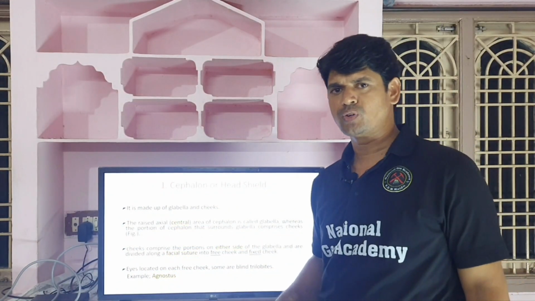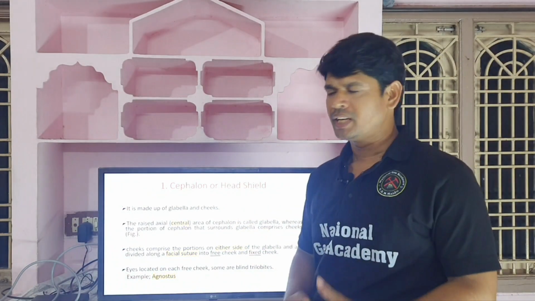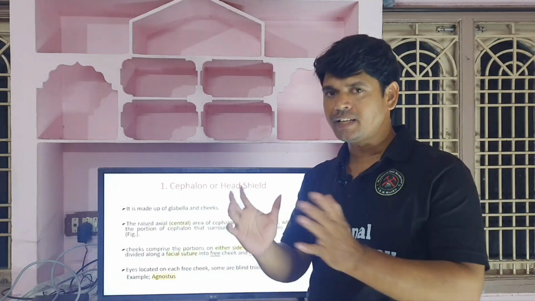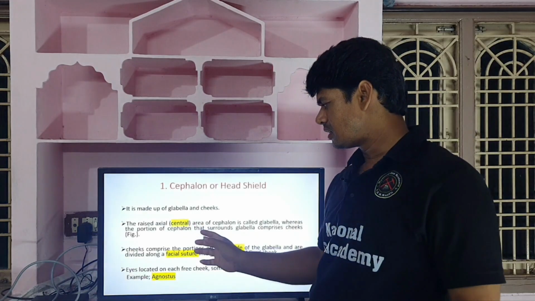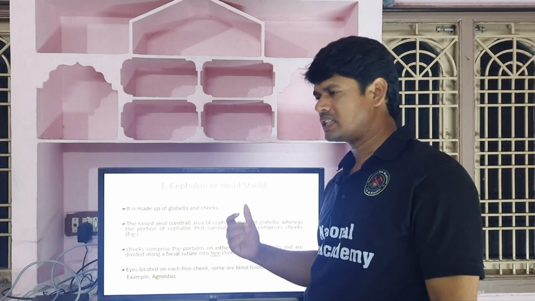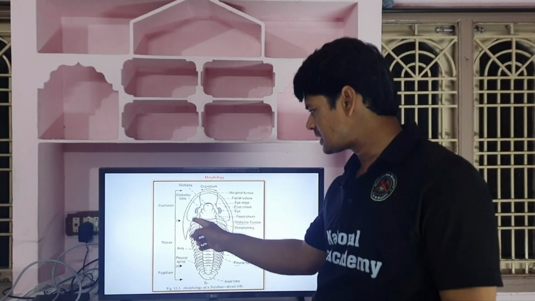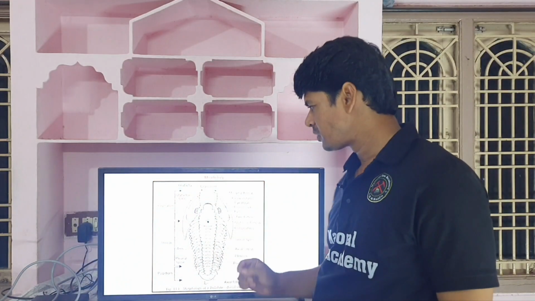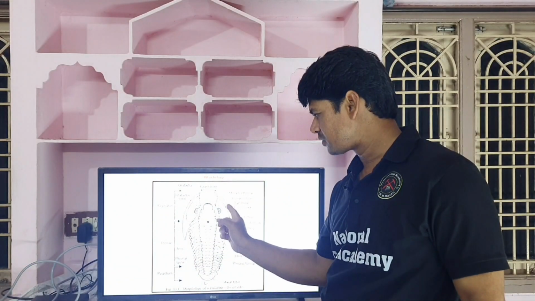So the name given is trilobite. Now we will study the head part, cephalon or head shell. It is made up of glabella and cheeks. The central axial raised part is the glabella. Cheeks are on either side of the glabella. If you observe the diagram, this is the head part, the center one is the glabella, and on either side you may observe the cheeks.